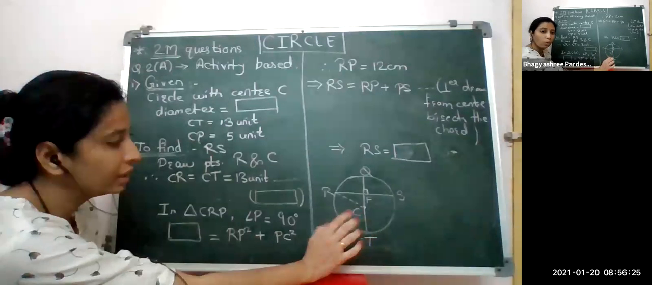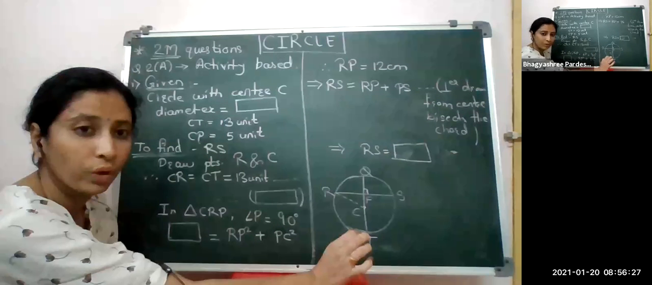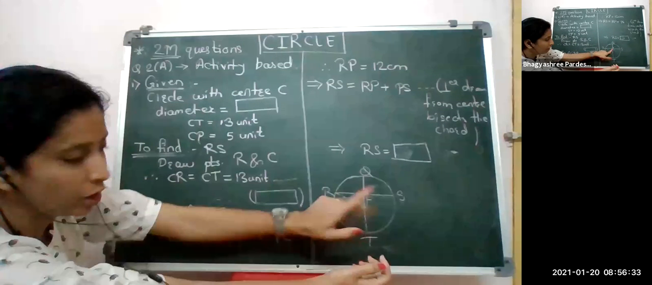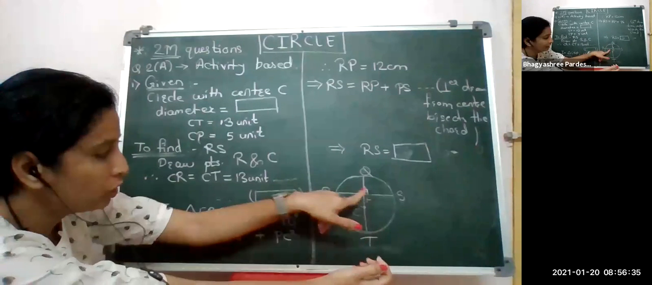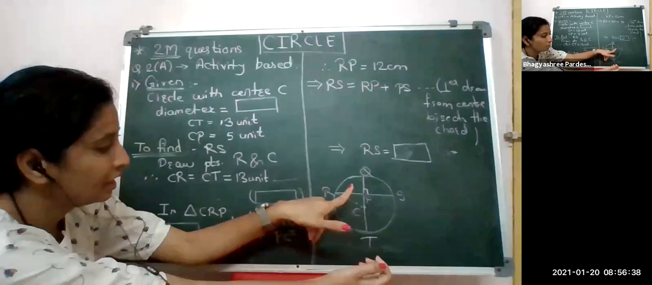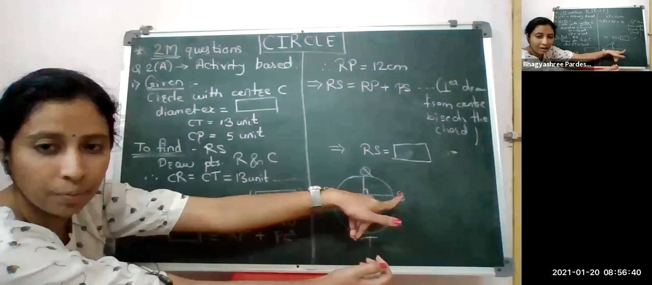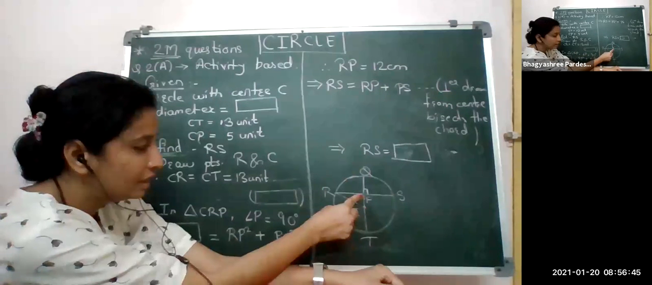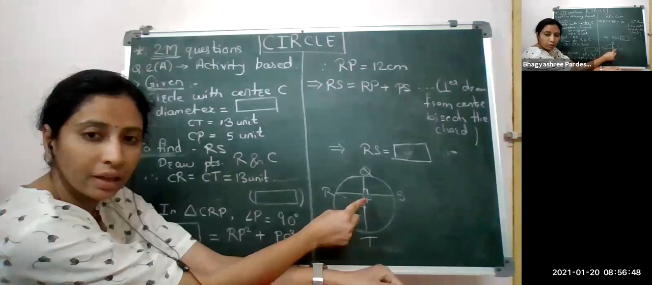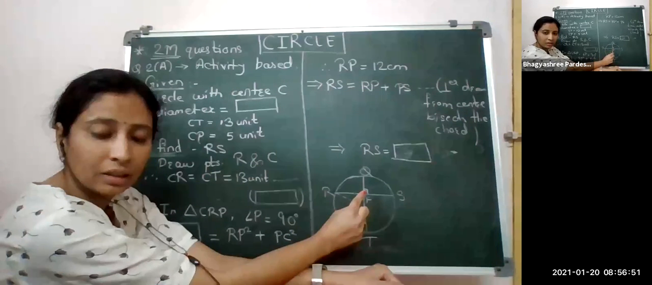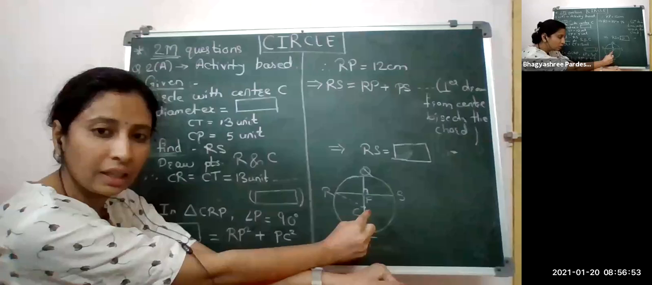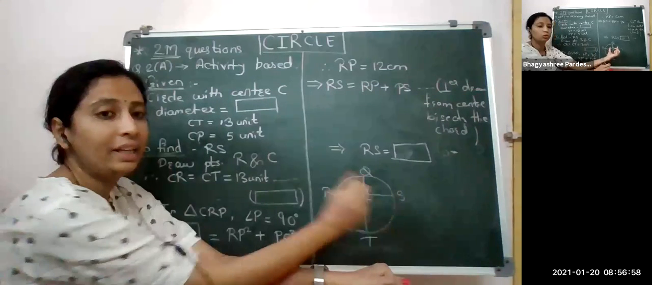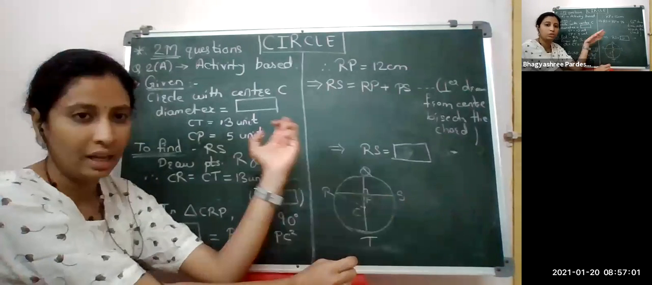Since we require RS, we know the theorem that if we have the measurement of CP and I am able to find RP, then I can directly say that RP plus PS, that is the whole RS, will be the addition of these two. Why? Because CP is perpendicular to the chord, and we have learned the theorem that a perpendicular from the center to the chord bisects the chord, means these two sides will definitely be equal. So this we know already.